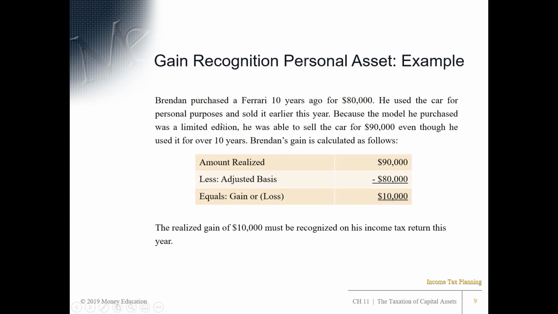Let's talk about an example on a personal asset. Brendan purchased a Ferrari 10 years ago for $80,000. He used this for personal purposes and sold it earlier this year. Because the model was a limited edition, he was able to sell the car for $90,000, even though he used it for over 10 years. Calculate his gain. Amount realized, $90,000, minus his adjusted basis, what he paid for it, equals a $10,000 gain. He would have to recognize a $10,000 gain on his personal tax return.